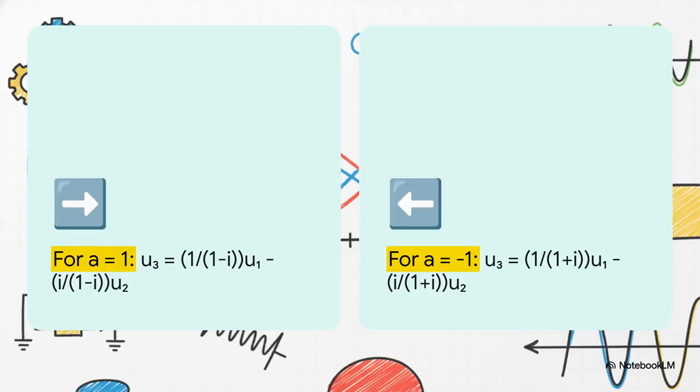So we do the math and we solve the system, and what we uncover are these explicit formulas. And just look at that. The recipe that builds u3 from u1 and u2 is a little different for a equals 1 versus a equals negative 1. These coefficients, these are like the unique fingerprints of each dependency. And trust me, this evidence is going to be absolutely crucial in a minute.